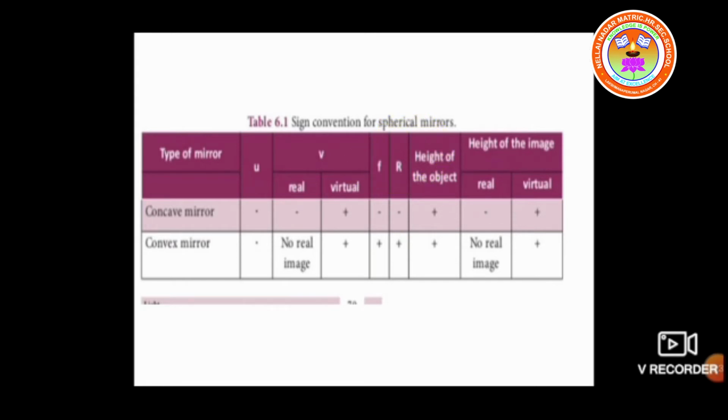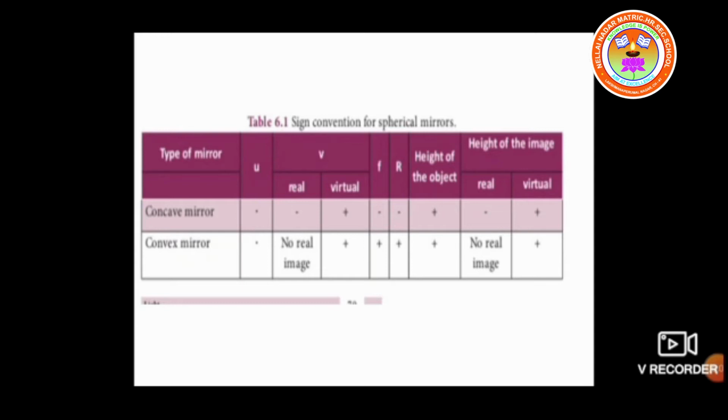Okay, what are the focal length and radius of curvature? It is on the left-hand side of the mirror, so it should be mentioned as negative. Next, height of the object. For the concave mirror, the object is upwards from the mirror, so that is positive. Height of the image, if it is a real image, is given in negative values. For a virtual image, the value is positive.